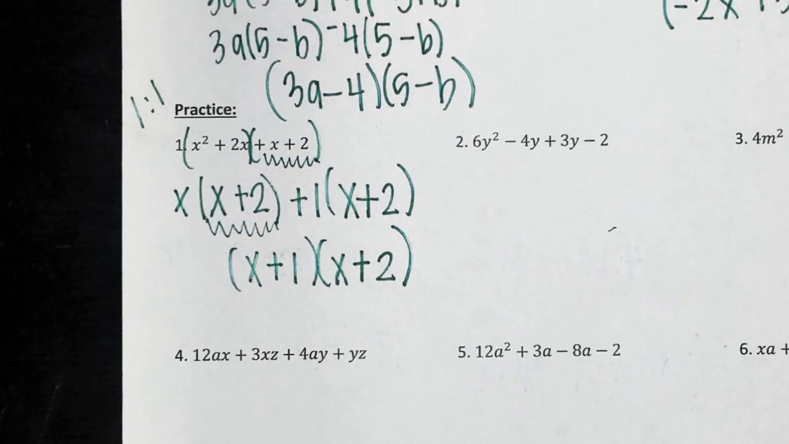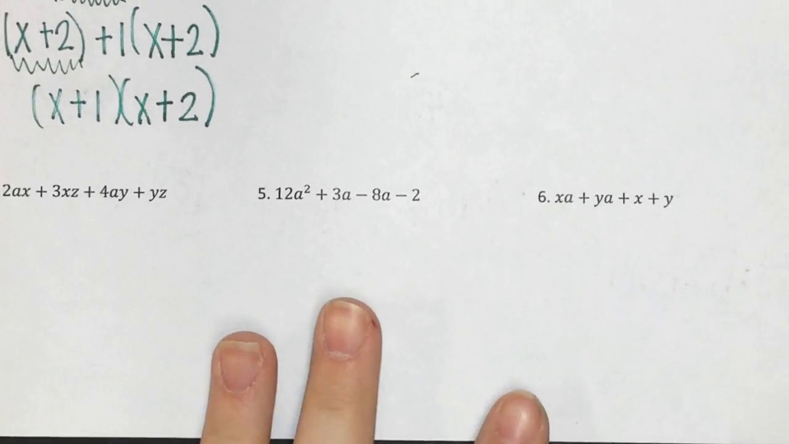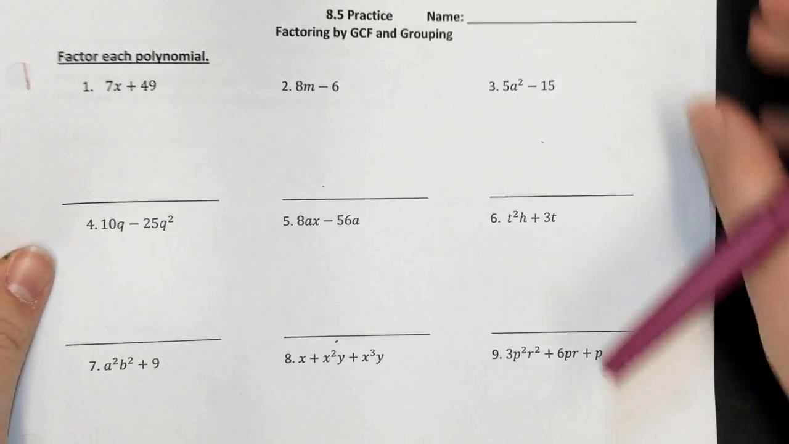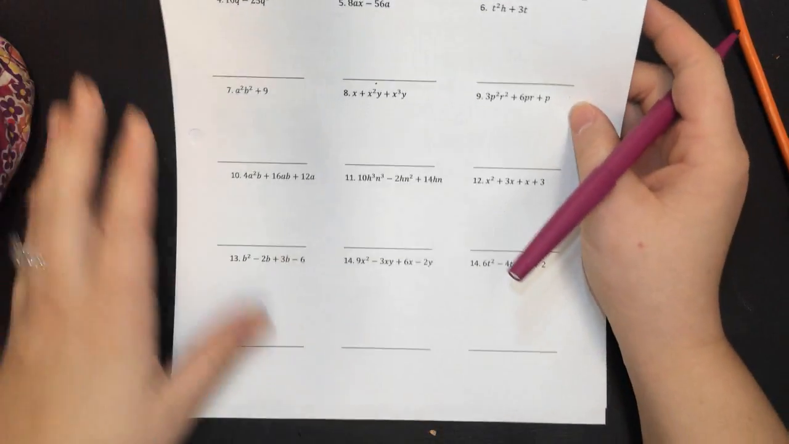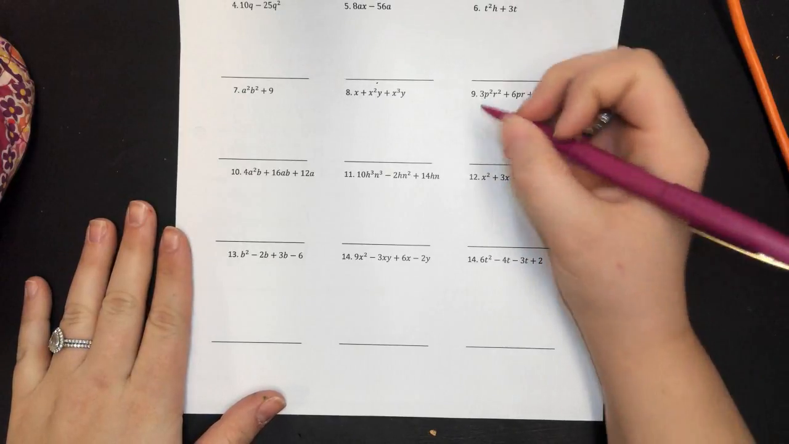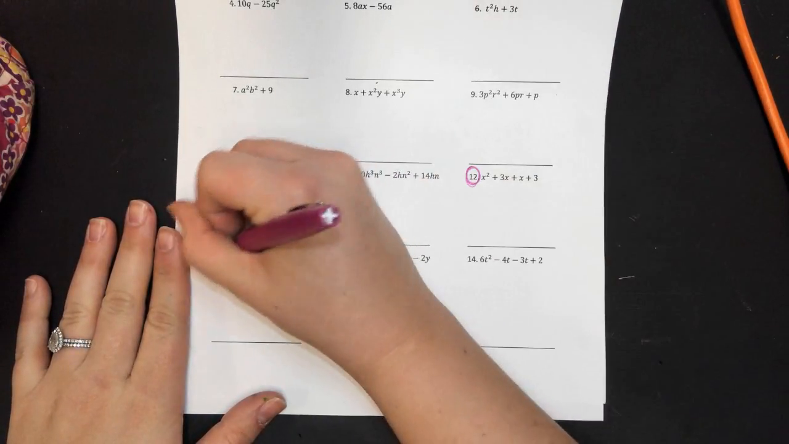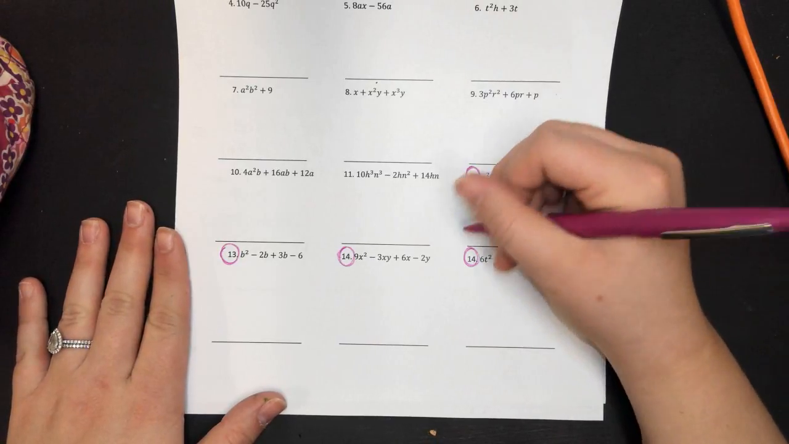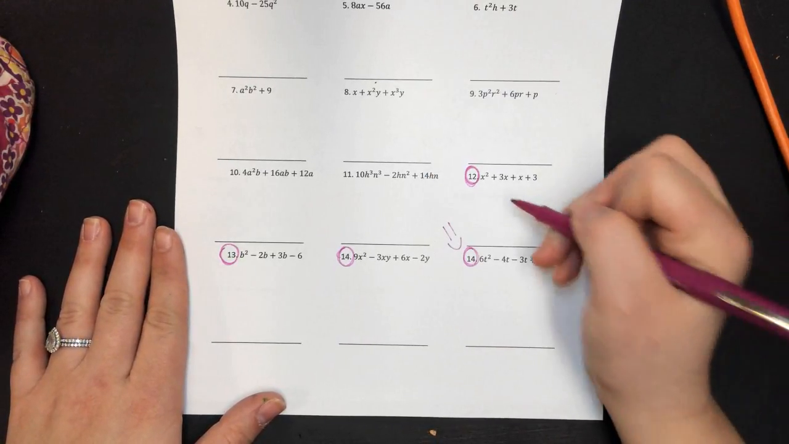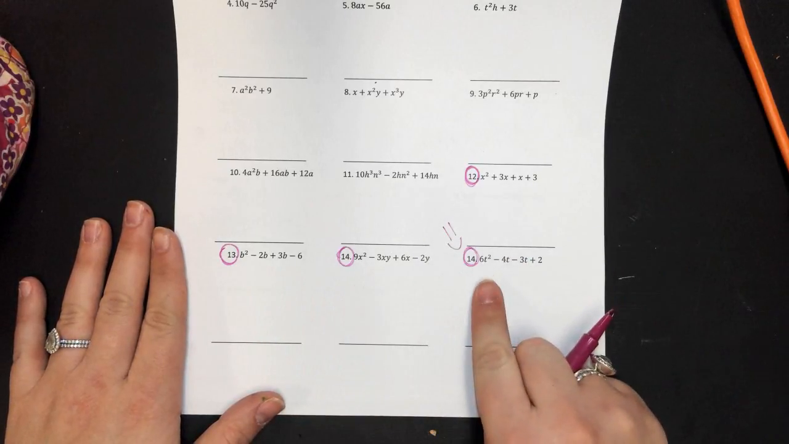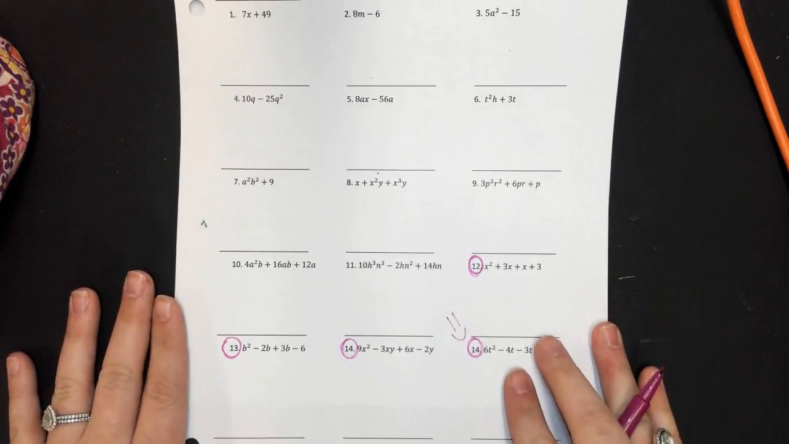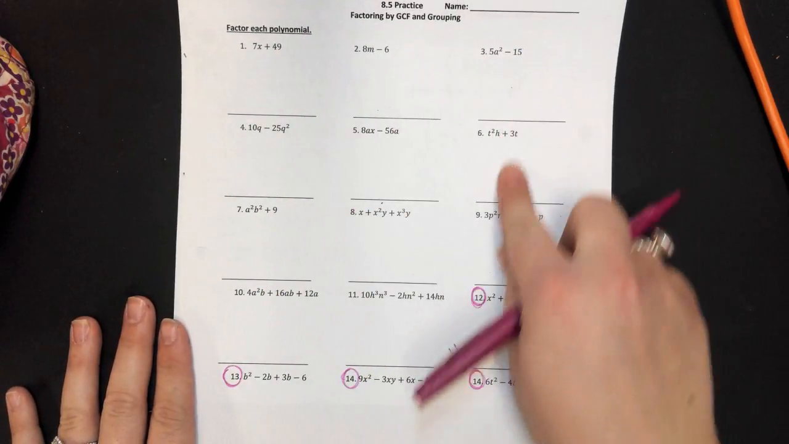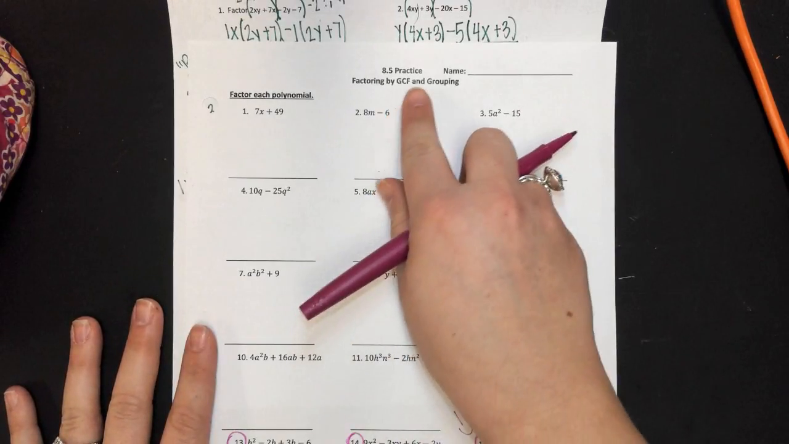Alright, so what I need you to do is finish these 6 on this note taker page. And then we're going to hand out this 8.5 practice, factoring by GCF and grouping. And your homework is 12, 13, 14, and 14. Yes, I know, 2 14s. Do them both. 12, 13, 14, 14. If you finish and you have nothing to do, practice all of these by either GCF or grouping.